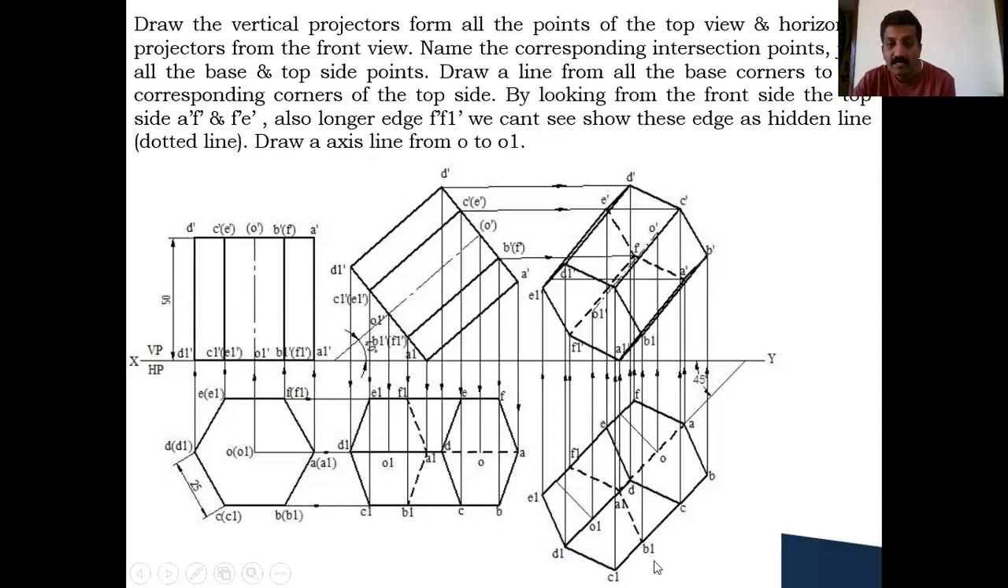Similarly, longer edges: C to C1 you can see, B to B1 you can see. C to C1 and B to B1 you can draw as visible edges, and D to D1 also you can see as a visible edge, and E to E1 also you can see here. Why? Because it becomes a boundary outline or boundary line. F to F1 I cannot see, so you have to show it with a hidden edge. The axis line you can represent from O to O1.